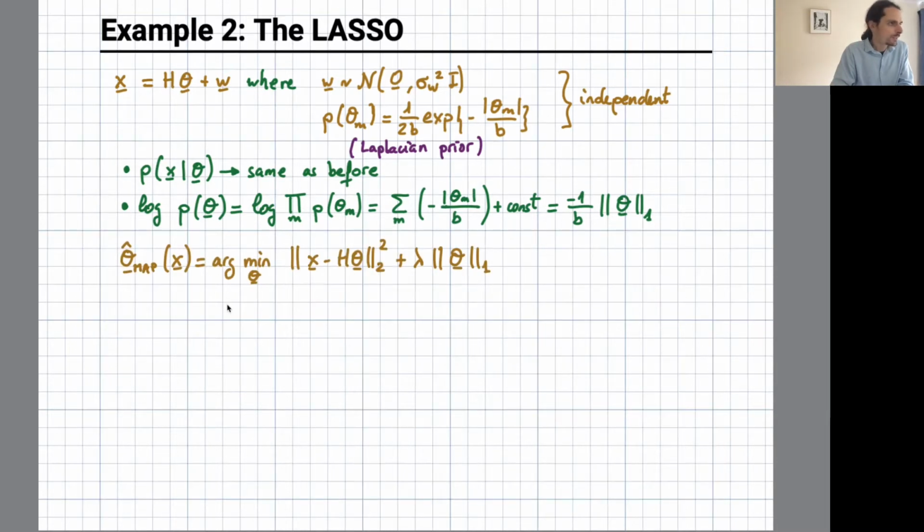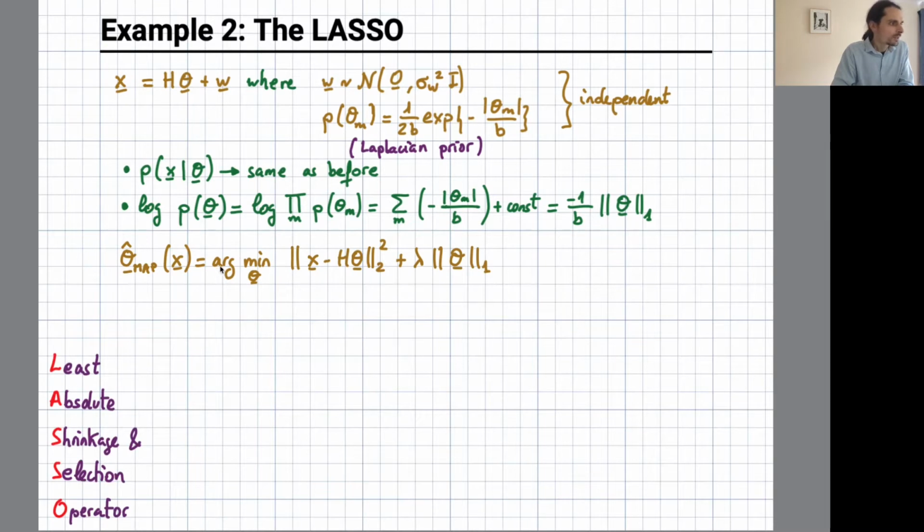So the maximum a posteriori estimator, following the same procedure as in the previous slide, is given by the minimizer of this expression. Before we had a squared 2-norm, now we have an L1 norm without any square.